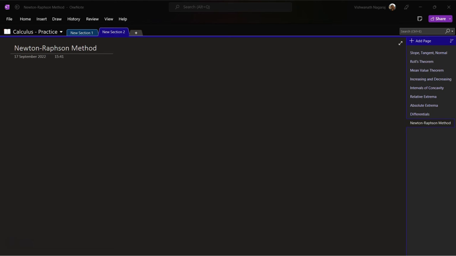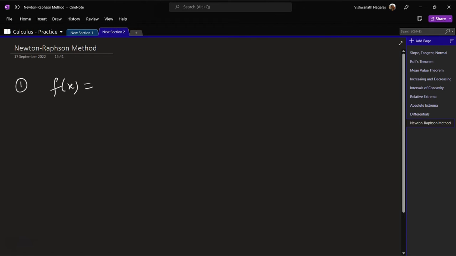Let's look at the Newton-Raphson method, also generally known as Newton's method. Okay, let's look at the first problem. f(x) is equal to x cubed minus 7x squared plus 8x minus 3. What we have to do is figure out its zeros, that is, where exactly this curve crosses the x-axis.